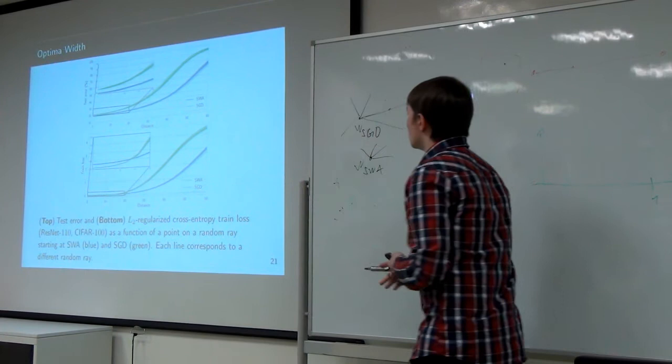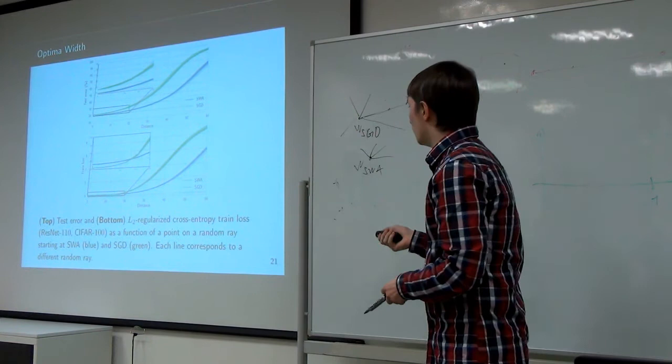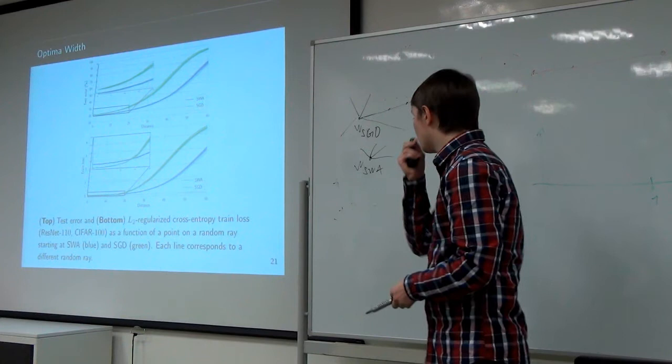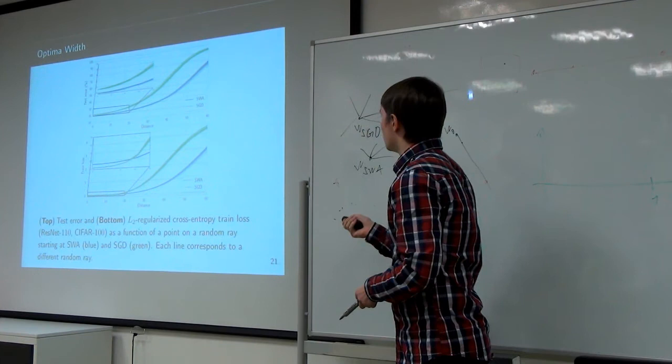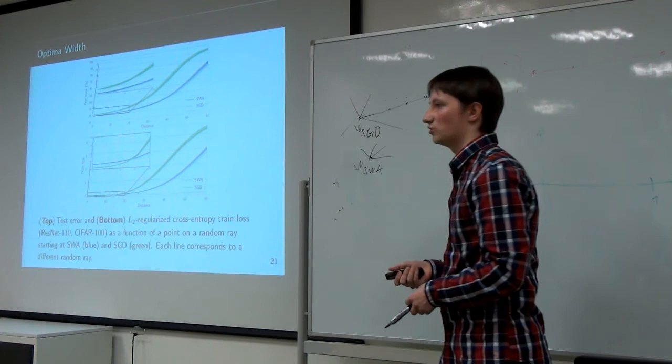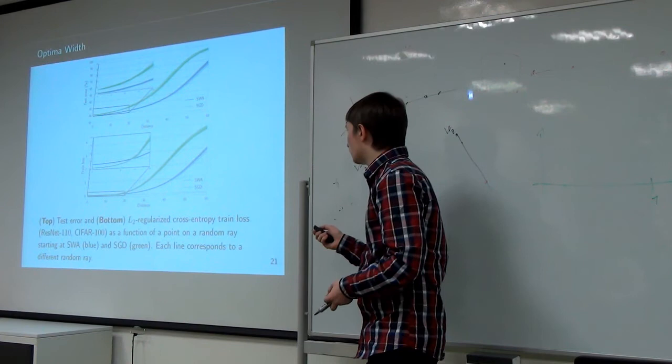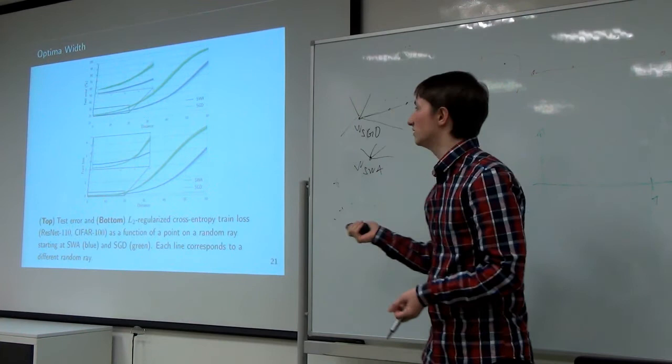There are two families of lines on the plot. Green lines correspond to the SGD point, blue lines correspond to the SWA point. There are several lines, and each line corresponds to a different random direction. Here we can see the point found by how many directions? Here it's about 10, 15, but you can see that random directions are not very informative.